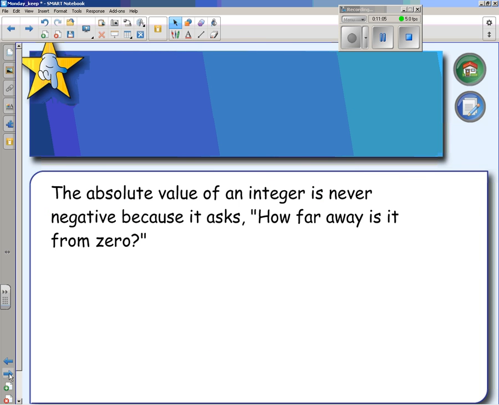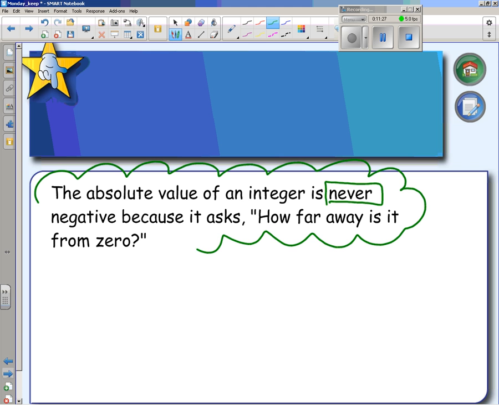Still on the same page, put this note on your page. The absolute value of an integer is never, never, never, never negative because it asks how far away is it from 0. You can kind of decorate it, make this look really important, put a bubble around it. It's the biggest mistake people make in absolute value.